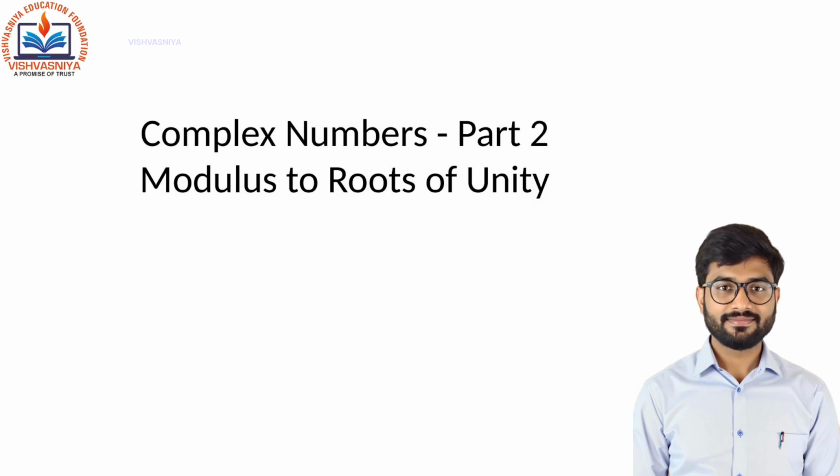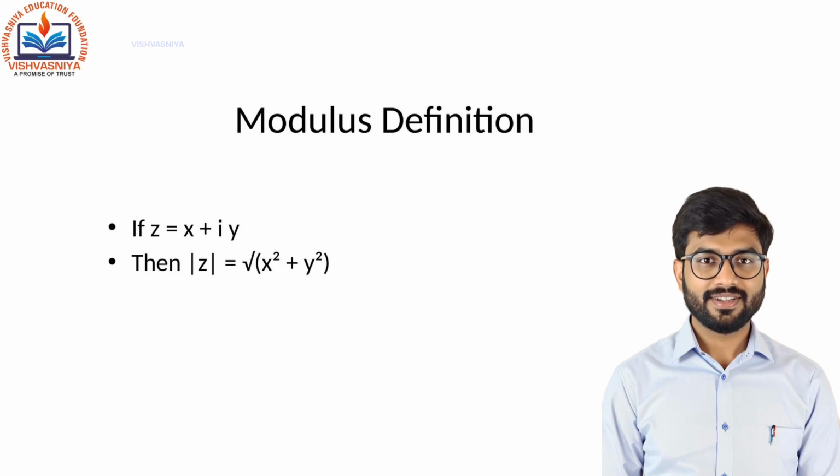Let's begin. Modulus of a complex number. If z equals x plus iy, the modulus of z, written as |z|, is equal to the square root of x squared plus y squared. It represents the distance of the point from the origin in the Argand plane.